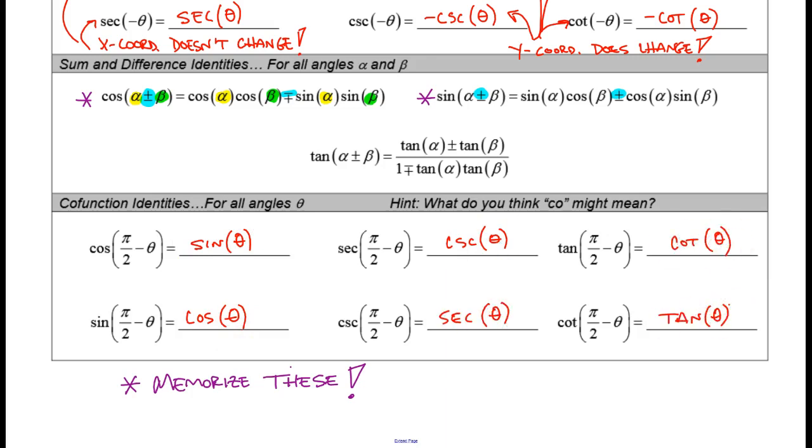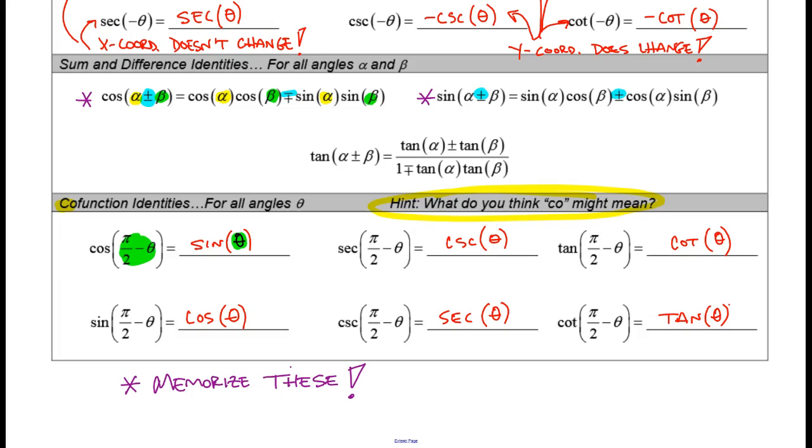All right, folks, there's your cofunction identities, and there's a little question here that says, what do you think the co might mean in cofunction? Well, let's take a look at some things. I'll highlight some things here. I got this angle here, pi over 2 minus theta, and then theta. And let's talk about that.